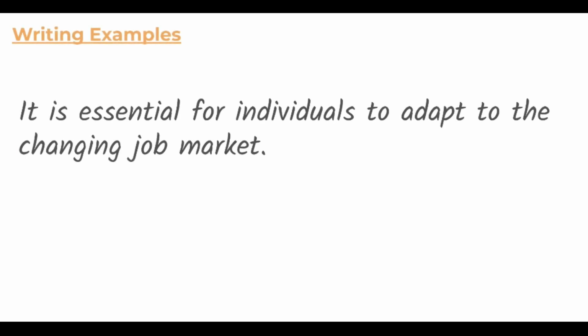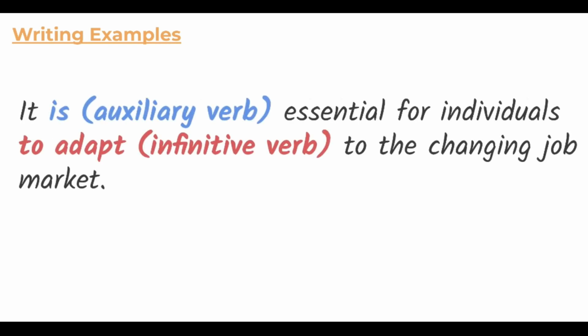Okay, another one. It is essential for individuals to adapt to the changing job market. What are the verbs here? Any ideas? Let's have a look. Okay, so we've got is, one of our auxiliary verbs. If you remember at the start, be, this is the form of be. And then we have to adapt.